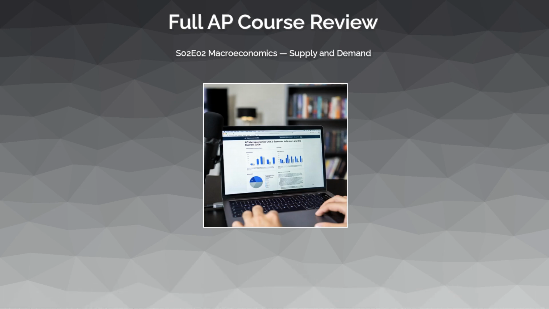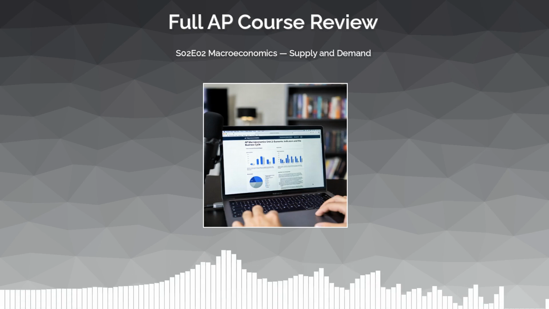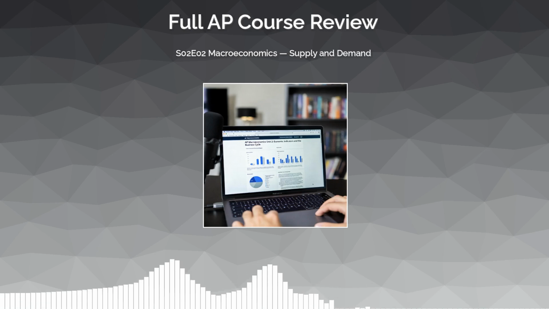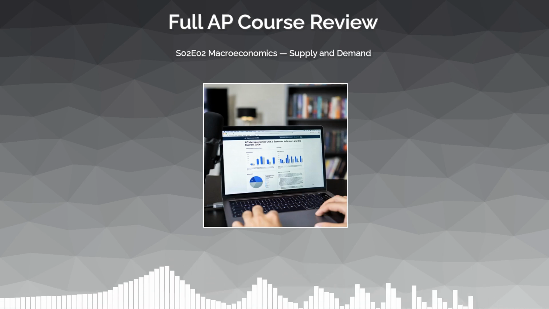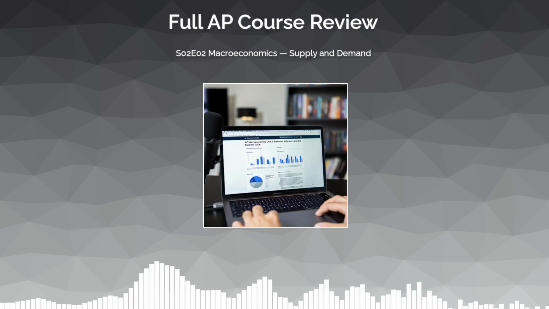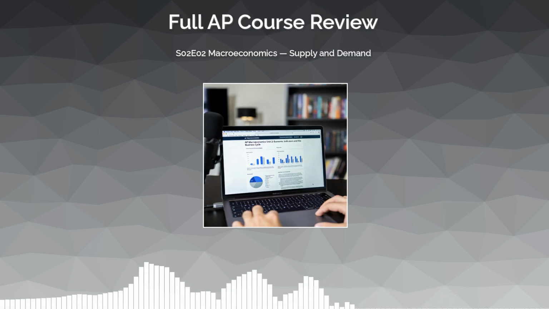Wrapping the loop. The circular flow and GDP are really two sides of the same coin. One shows you how economic activity moves through the economy, and the other gives you a scorecard for measuring how much activity actually happened. With these foundations locked in, you're perfectly set up to explore what happens when GDP starts fluctuating, which is exactly where we're headed next into the business cycle.